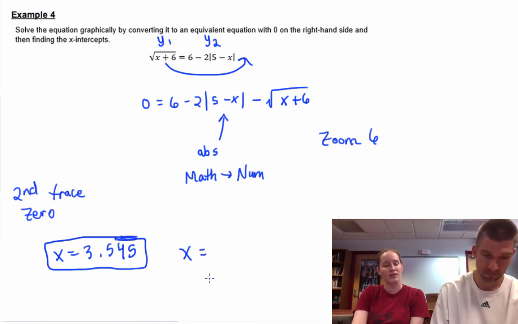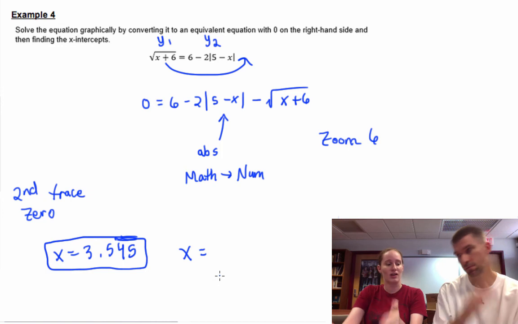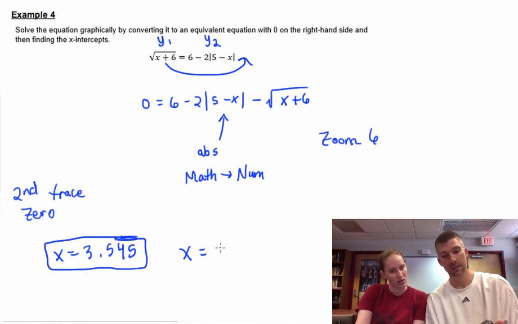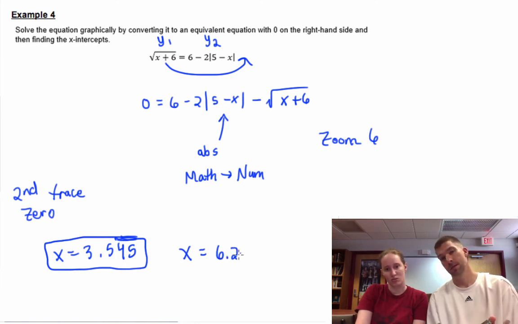Same process, but now we're going to go left and right on the other 0. And get to the right-handed side, and after the guessing it is 6.25. No rounding required.